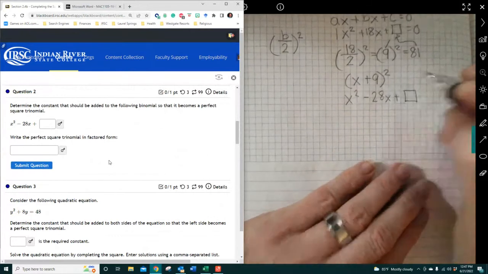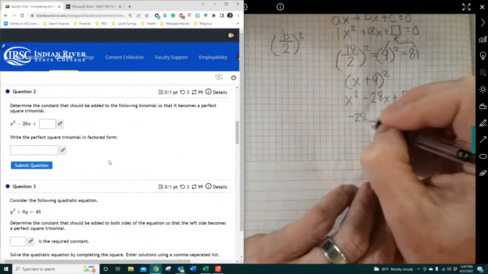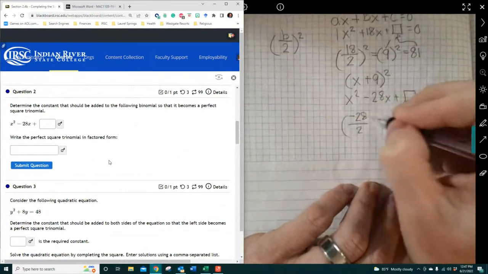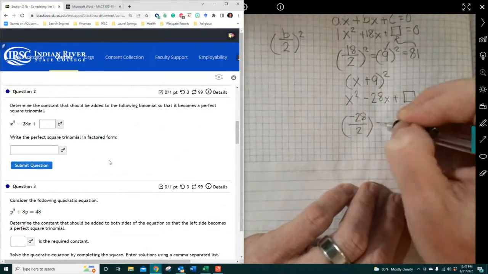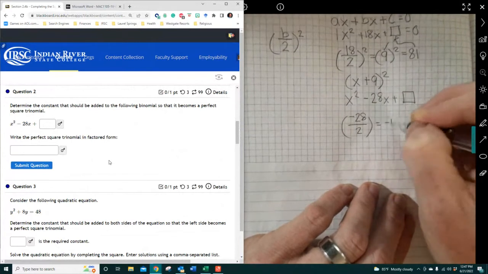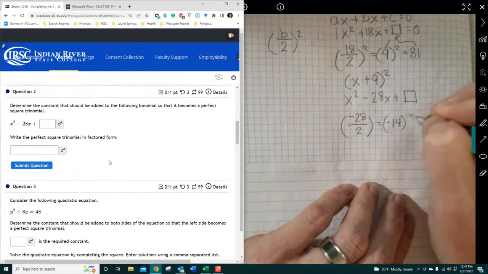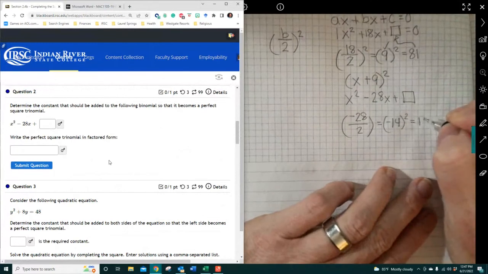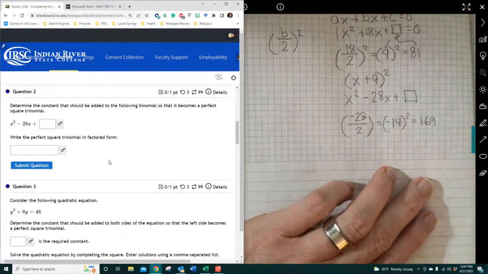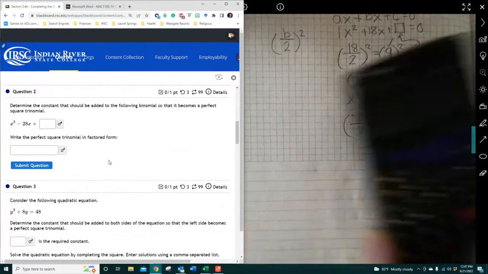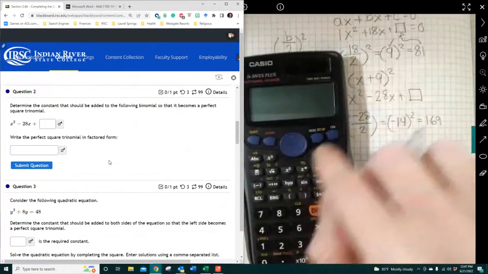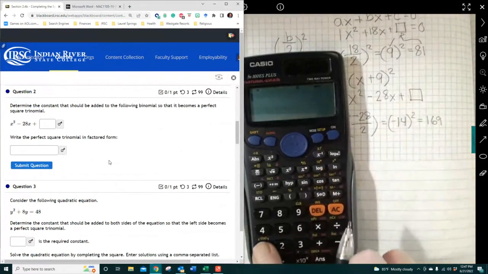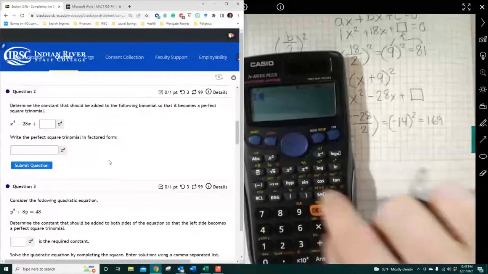So let's go ahead and take half of 28. All right, and that's going to be 14, but it's negative 14. And then 14 squared is 169. At least I hope so. Maybe I got that one wrong. Yeah, I think maybe I'm right or wrong. I don't know. Let's see. 14 squared.